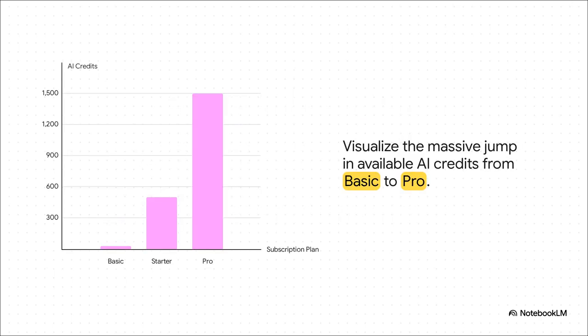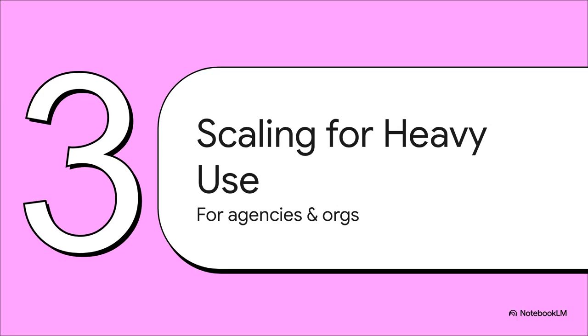And this chart, wow, this really puts it all into perspective, doesn't it? Just look at that tiny little sliver for the basic plan's 30 credits. Then you see this huge leap up to 500 with the Starter plan. And then, bam, the massive jump to 1,500 with Pro. You're not just getting a little bit more fuel here, you're upgrading to a completely different class of engine. But what if even 1,500 credits a month just isn't going to cut it?